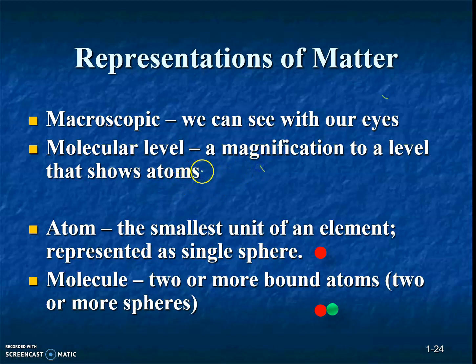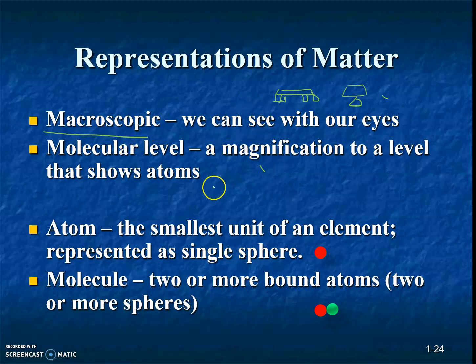We already learned how to classify matter, and in this video I will show you how to represent matter. If we want to show something that we can see with our eyes, we can just draw it. Like if I want to show you a table, I can draw a table. If I want to show you a computer, I can draw a computer. So that is at the macroscopic level.